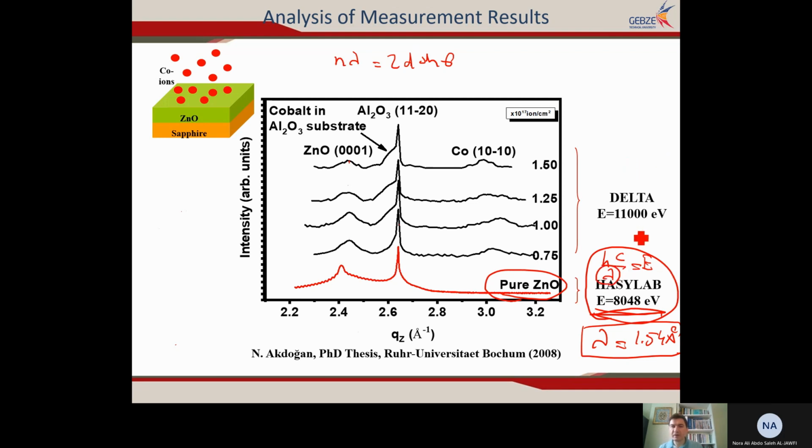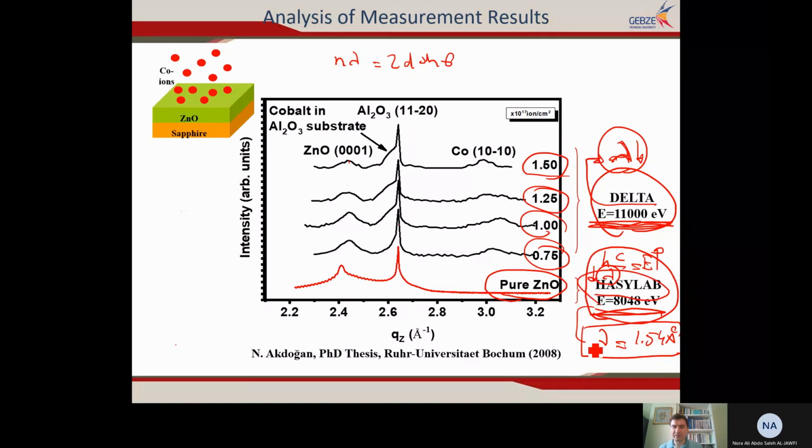And look at this one. These 4 data sets were taken in Dortmund at the DELTA synchrotron accelerator, okay? So here there was a different X-ray energy and then a different wavelength. If the energy is big, then the wavelength is smaller. So here we have a smaller wavelength, okay? So we have different wavelengths. In DELTA, we have a different wavelength. In HASYLAB, we have a different wavelength.